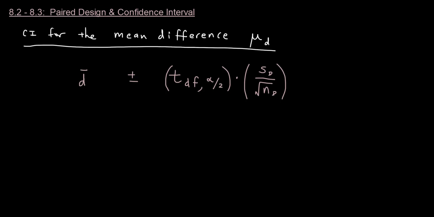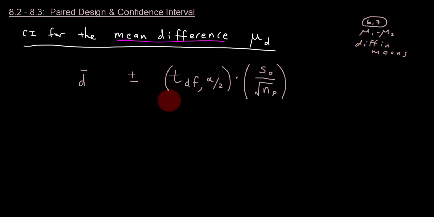These confidence intervals, just like we saw in chapter 6.7, which was for the difference in means, warrant a mention. That's when we have independent samples, back from chapter 7. Here, we are discussing the mean difference. So this is the mean of the differences versus the difference in means.